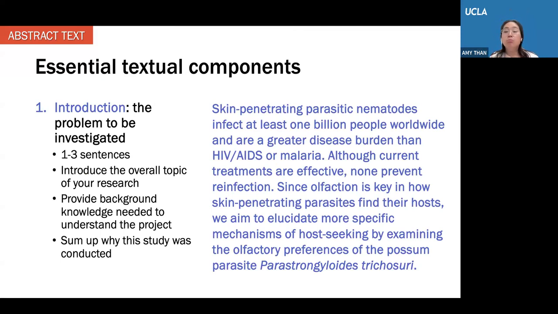For example, one intro could be: skin-penetrating parasitic nematodes infect at least 1 billion people worldwide and are a greater disease burden than HIV, AIDS, or malaria. Although current treatments are effective, none prevent reinfection. Since olfaction is key in how skin-penetrating parasites find their hosts, we aim to elucidate more specific mechanisms of host seeking by examining the olfactory preferences of the possum parasite.